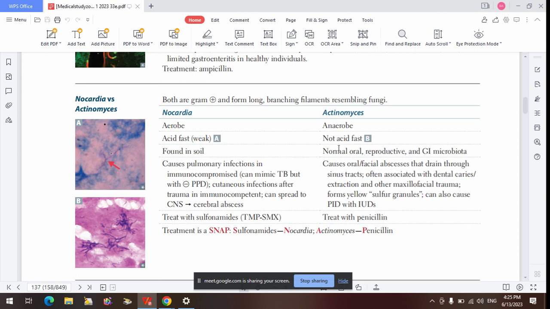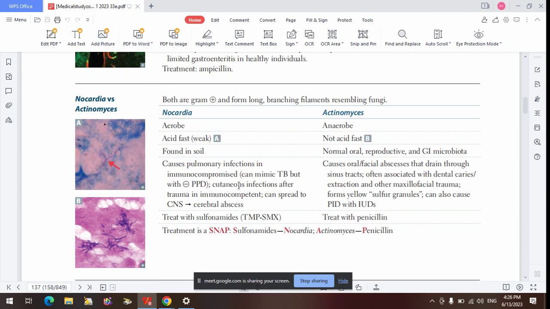So we can already see Nocardia, the image A, showing that purple coloration in a blue background. That is how an acid fast organism will look, just like the image we saw for TB during the early part of this lecture. Purple organism in a blue background. So acid fast, that's the way you see the Ziehl-Neelsen stain. So it is partially acid fast, while Actinomyces is not acid fast at all. Nocardia is aerobic, Actinomyces is anaerobic.